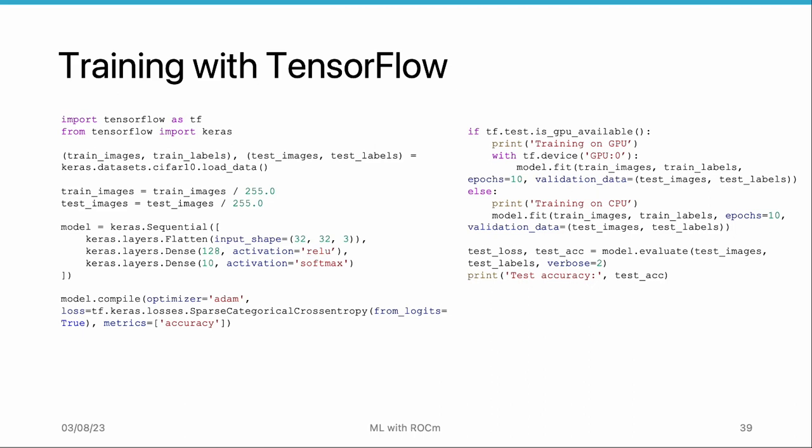the metric. The if statement checks if a GPU is available using the tf.test.is_gpu_available function. If a GPU is available, it prints training on GPU and uses the GPU device to feed the model to the training data for 10 epochs, with validation data provided. If a GPU is not available, it prints training on CPU and feeds the model on the CPU. Finally, it evaluates the model on the test data and prints the test accuracy.